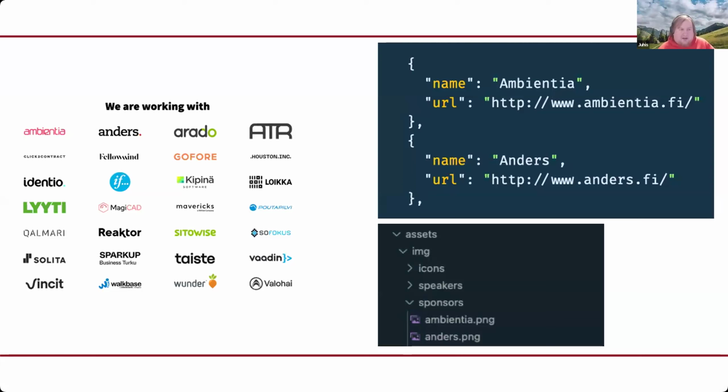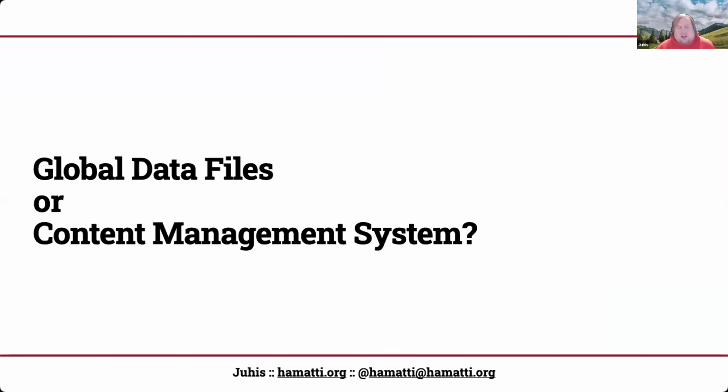And for example, this one, when we originally made the site in 2016, it was a Jekyll site, and this partner grid was an HTML with a Bootstrap grid. So whenever I added something to it, I had to shift everything else down, and that was a mess. So using global data files is one example of doing things.